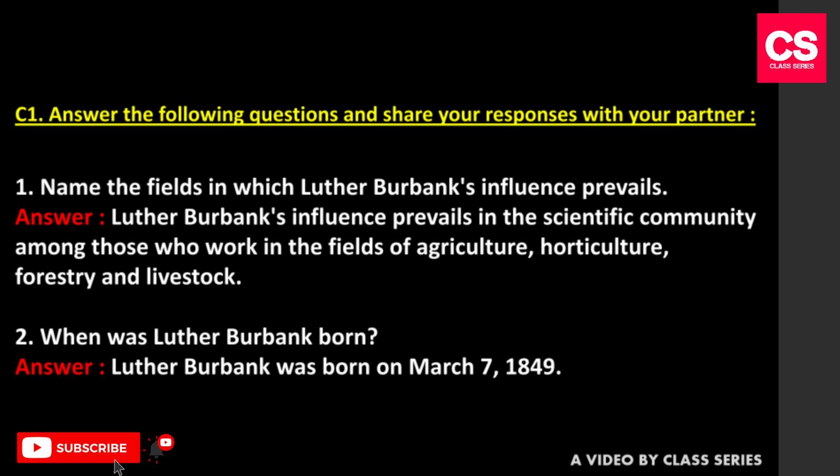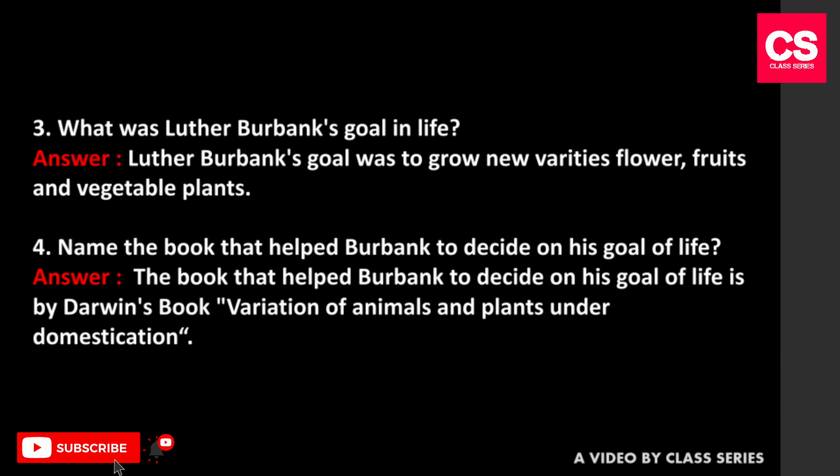Our second question is, when was Luther Burbank born? The answer is, Luther Burbank was born on 7th of March 1849. Our third question is, what was Luther Burbank's goal in life? The answer is, Luther Burbank's goal was to grow new varieties of flowers, fruits and vegetable plants.